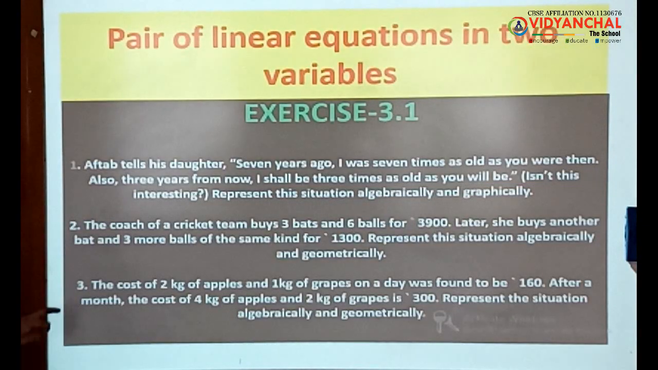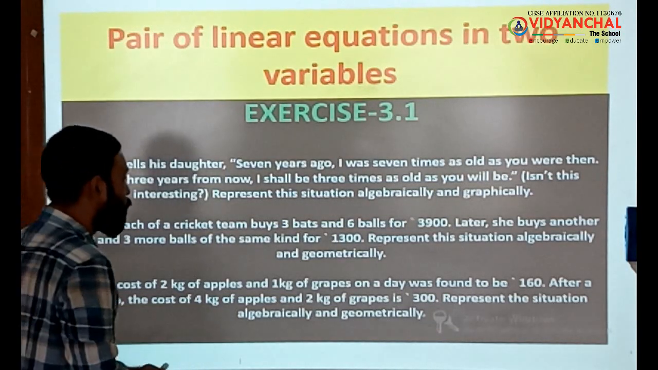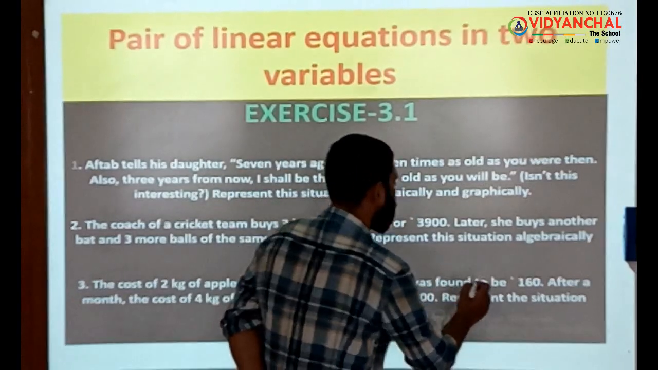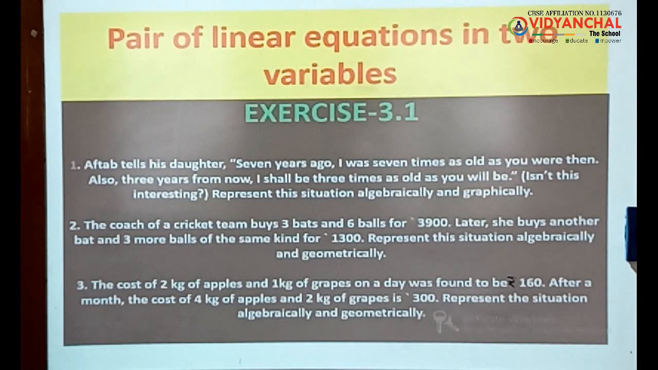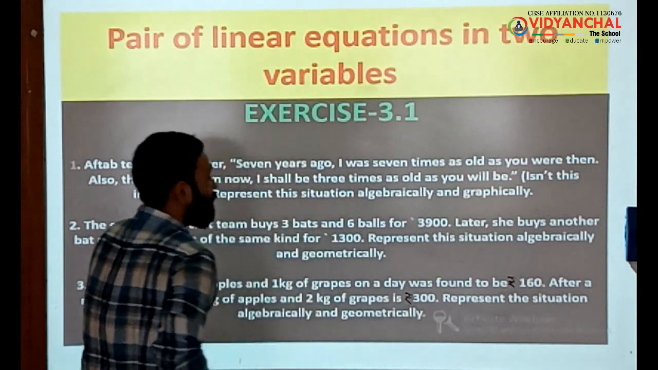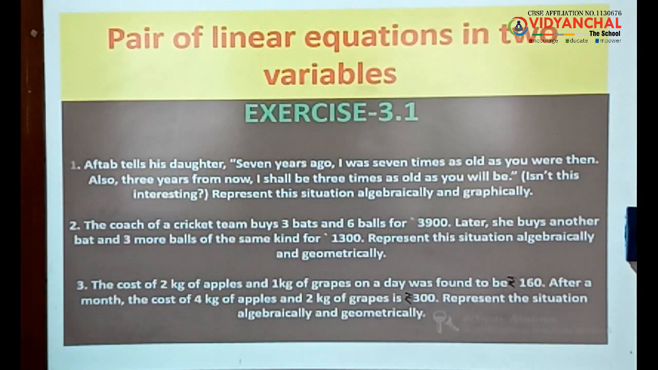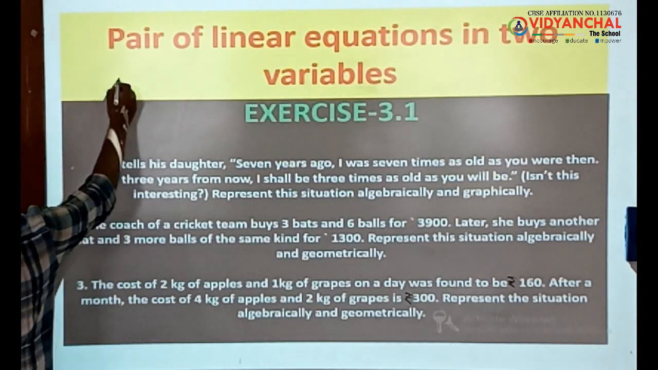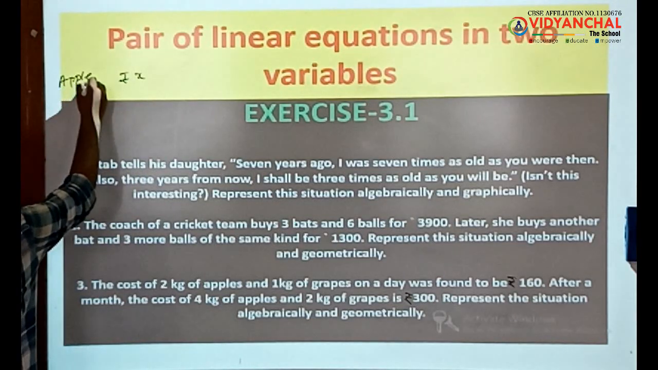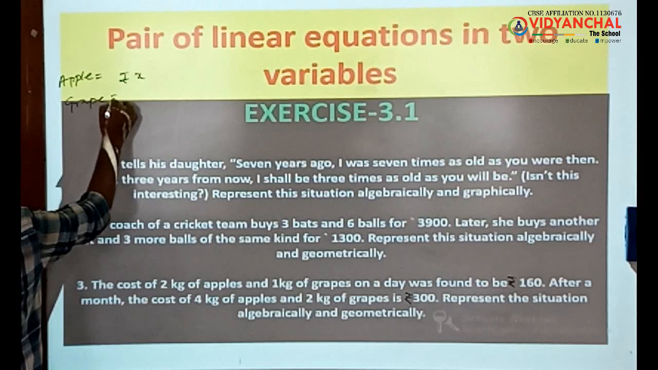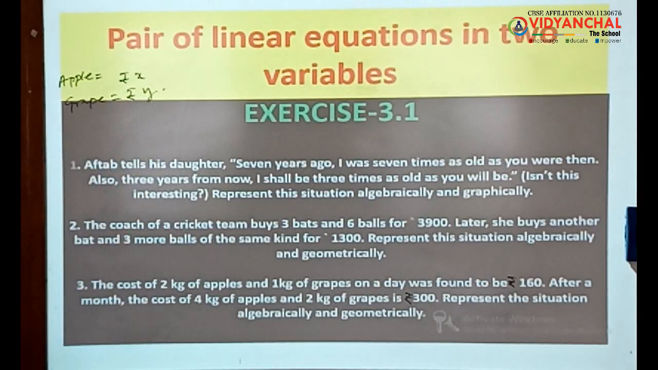Question number 3. The cost of 2 kg of apples and 1 kg of grapes on a day was found to be 160. Right? After a month, the cost of 4 kg of apples and 2 kg of grapes is rupees 300. Represent this situation algebraically and geometrically. The same thing we have to do. Let the cost of a kg of apple be rupees X, and for grape, per kg is rupees Y.